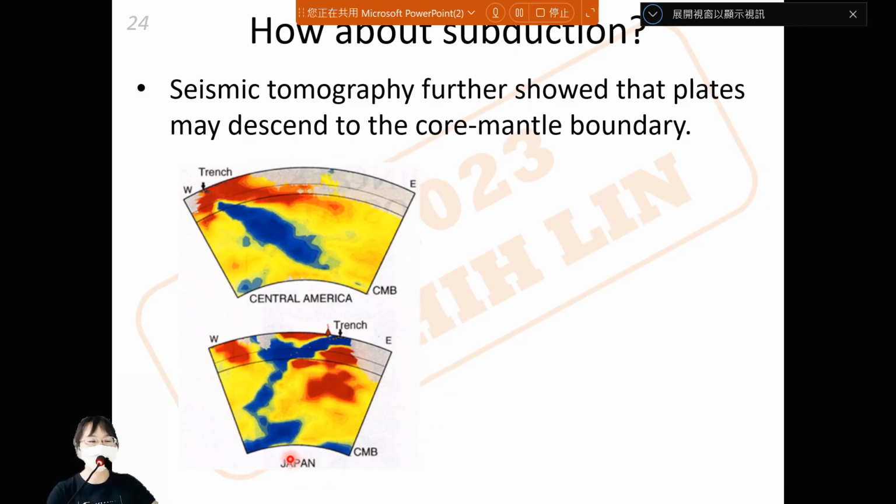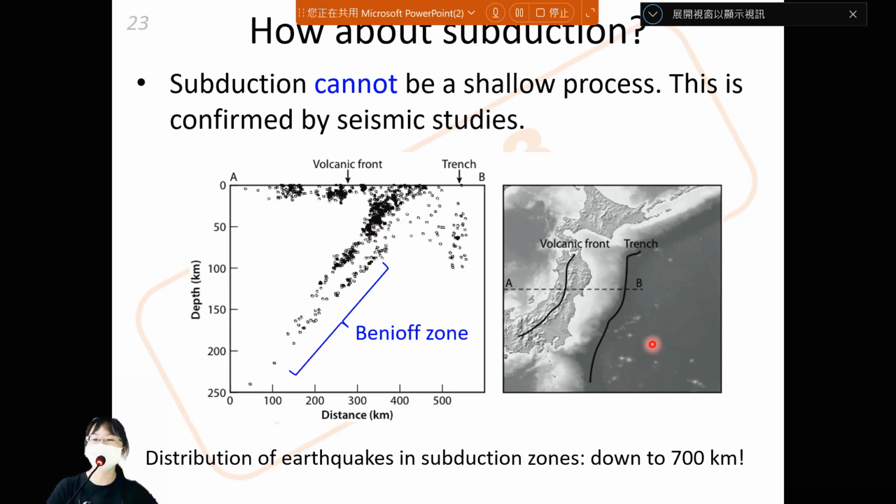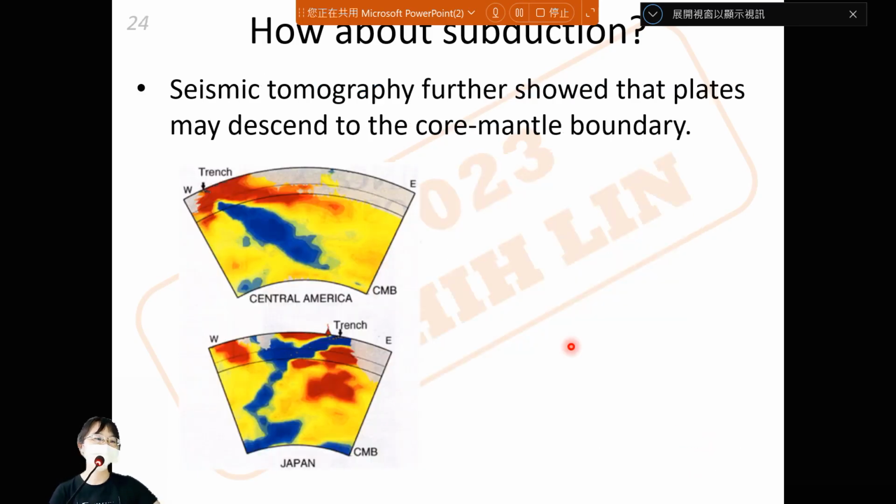Look at the bottom one first because you are more familiar with Japan. This is Japan, from west to east. So this corresponds to this data here. But this is the epicenter data, which is only down to 700 kilometers. And this is seismic tomography. This is down to the CMB, the core mantle boundary, down to 2,000 kilometers.